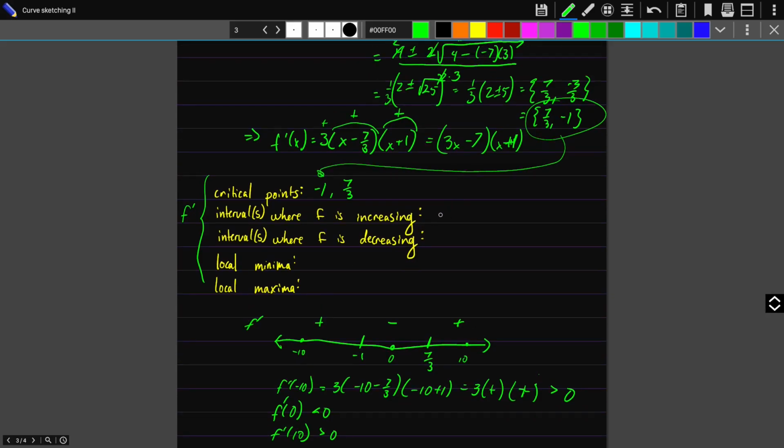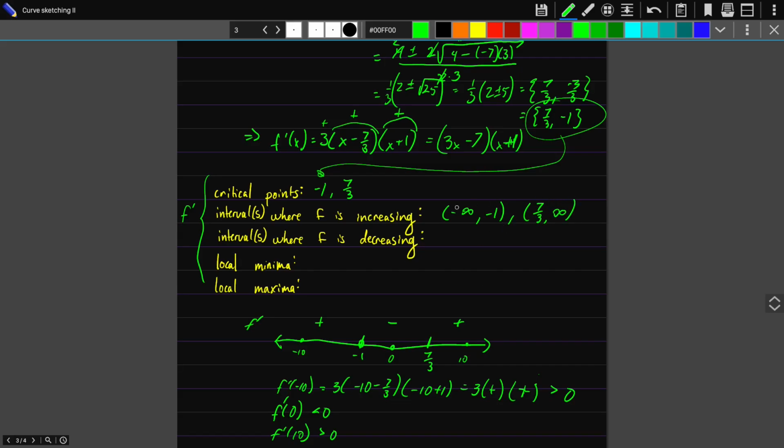So that tells me that f is increasing where f prime is positive. So that's going to be on the interval from negative infinity up to minus 1, so up to this point here. And then it's going to increase again from 7/3 to positive infinity.